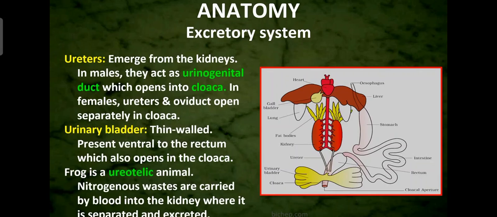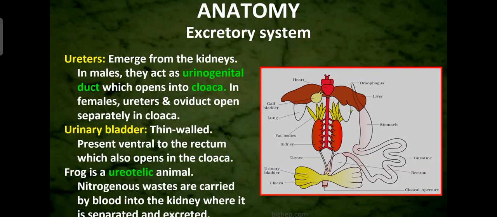Then the next part of the excretory system is the urinary bladder. It is thin walled, that yellow color structure you can see. It is present on the ventral side of the rectum. You can see the rectum in the diagram, above the urinary bladder. So on the ventral side of the rectum the urinary bladder is present, and it also opens into the cloaca.